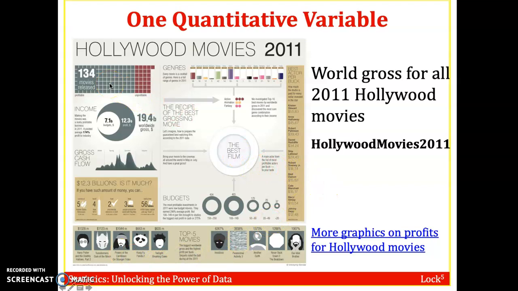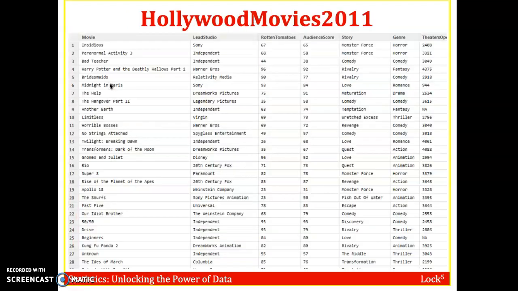And don't forget, we're going to organize data in terms of kind of a spreadsheet scenario where each column is a variable. So we've got the studio variable, Rotten Tomatoes score, theater openings, genre, etc. And then each row is a case. In this case, each row is a movie.